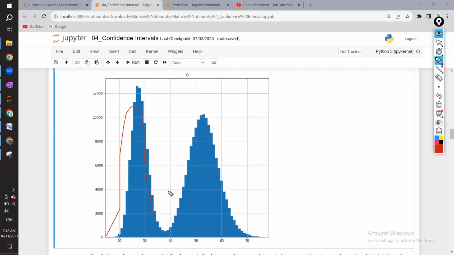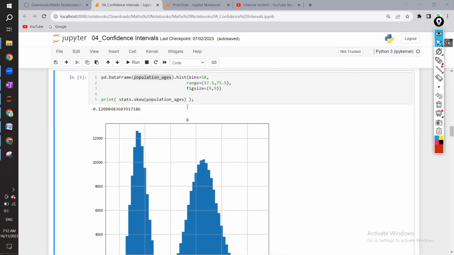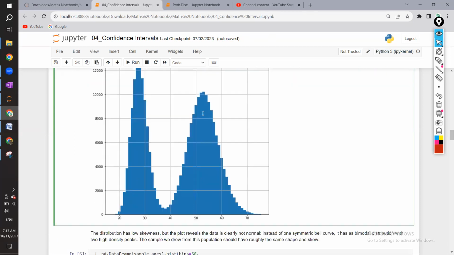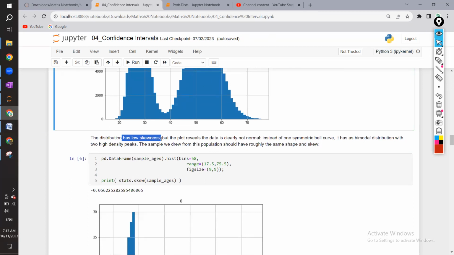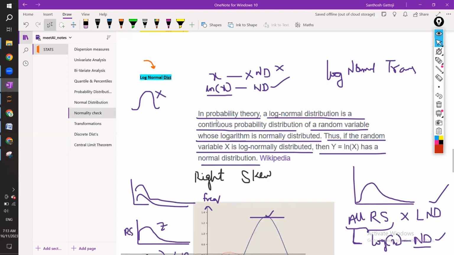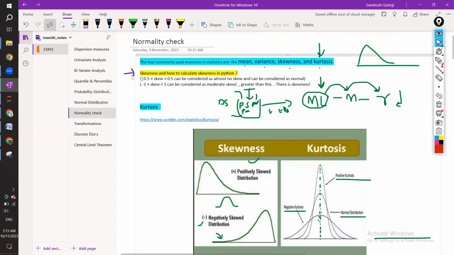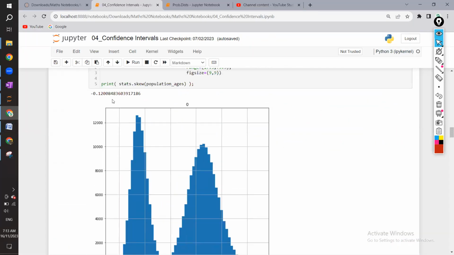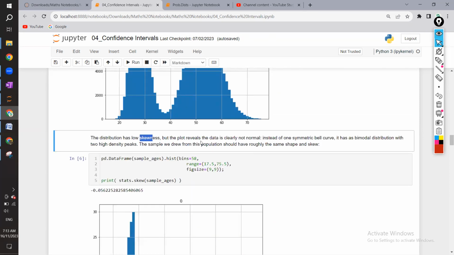It is bimodal. And if you see stats.skew, you remember skew and kurtosis. It has a bit of skewness, 0.1. So the distribution has low skewness. If you remember the skewness normality check, from minus 0.5 to 0.5 can be considered almost no skew. It has just minus 0.12, that's why it has low skewness. But the plot reveals the data is clearly not normal.